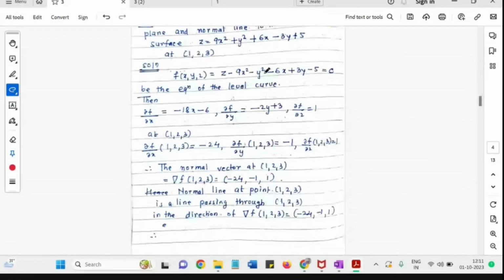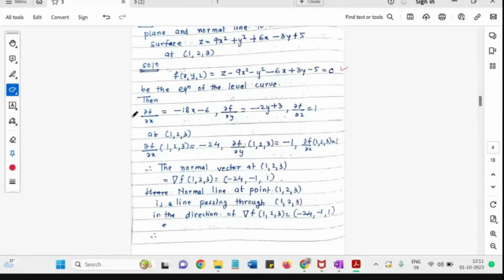So going back to my expression here. So my curve is given. Okay. This is a curve in 2 dimensions. So this is a surface in 3 dimensions. So my level surface is z is equal to 9x square plus y square plus 6x minus 3y plus 5. So let me write it in the form of f of x, y, z equal to 0. So my f of x, y, z is z minus 9x square minus y square minus 6x plus 3y minus 5 equal to 0. To find the gradient, I need the partial derivatives.